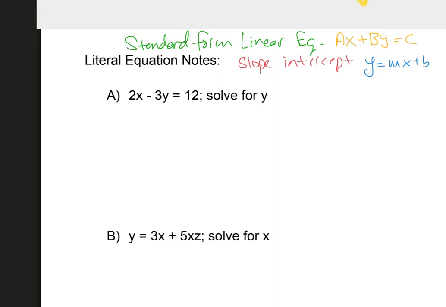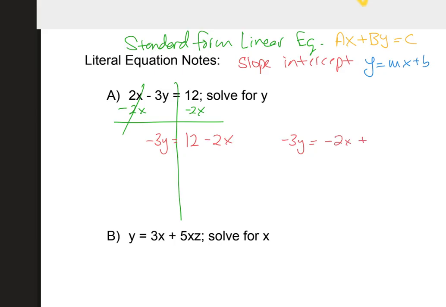Here's what we're going to do. We're going to solve for y, and I'm going to move everything away from y. So I now have negative 3y equals 12 minus 2x. We could have written it like this, negative 2x plus 12. These two are identical in meaning. Then I'm going to divide by negative 3. I'm going to show you 2 different ways you could write divide by negative 3.